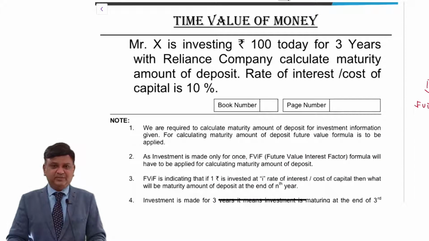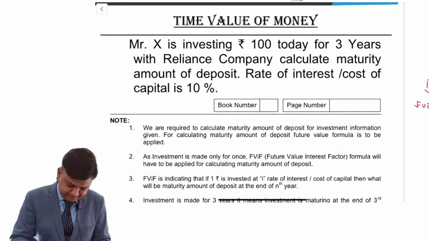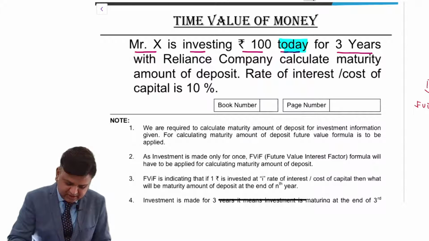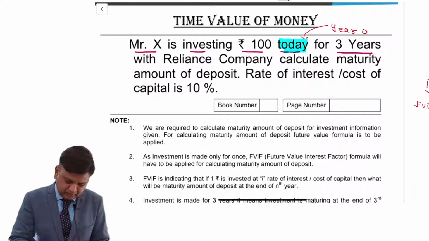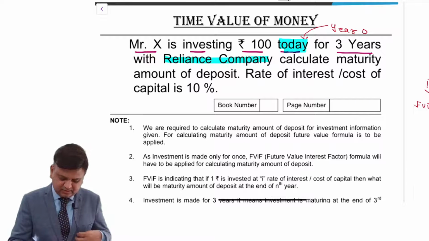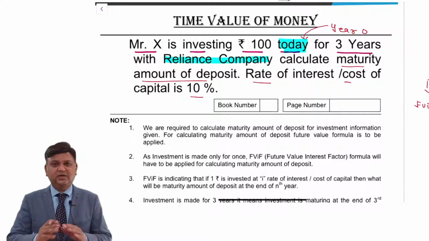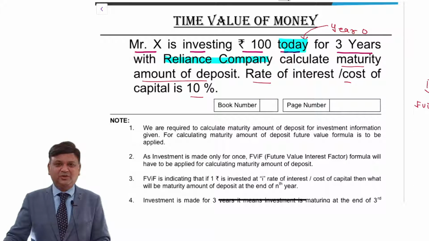So let us start with this very basic question. Mr. X is investing rupees 100 today for 3 years. Dear students, the term today stands for year 0. With Messrs. Reliance Company, calculate maturity amount of deposit. Rate of interest or cost of capital is 10%. That is the question. I want you to calculate the answer on your own.